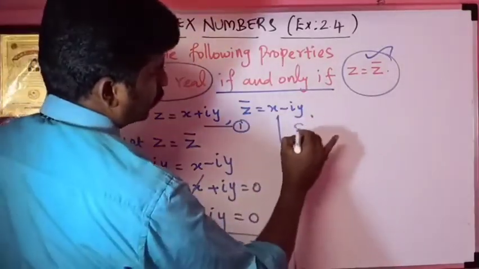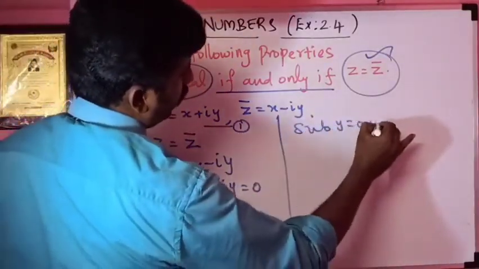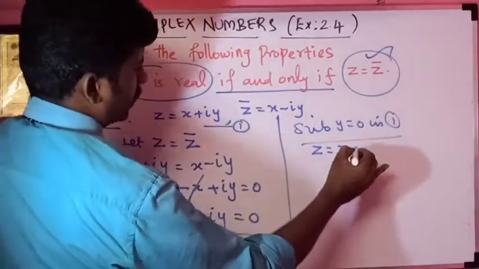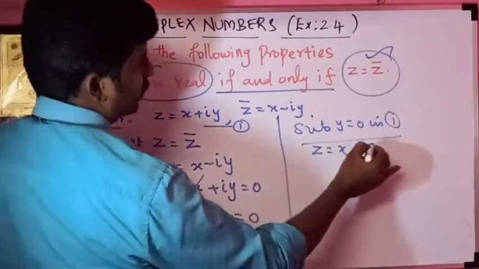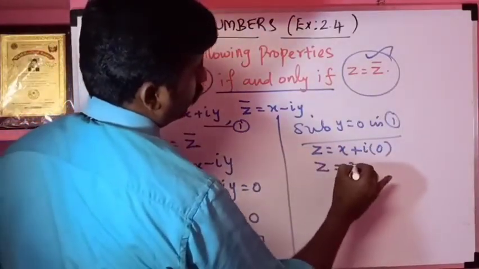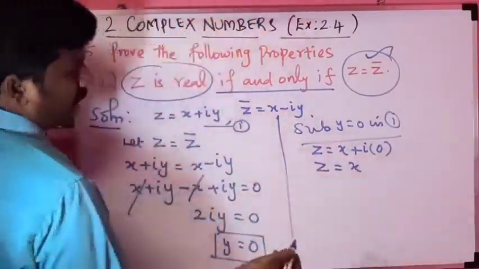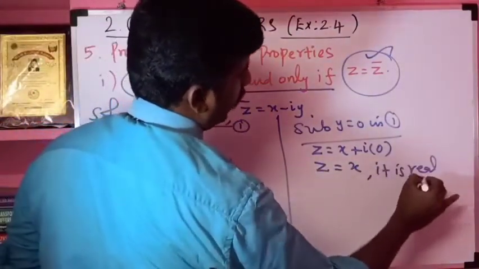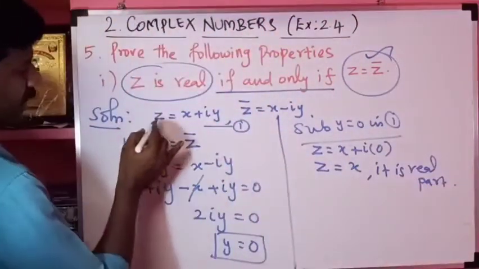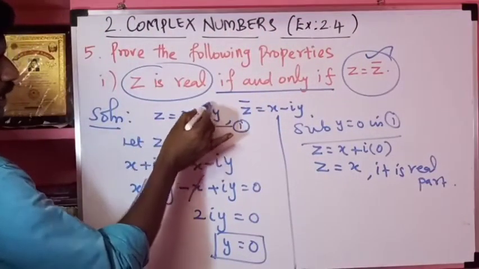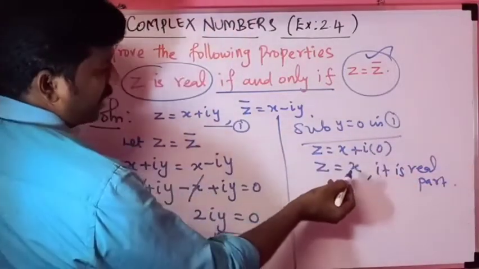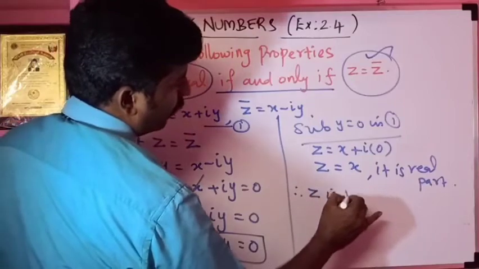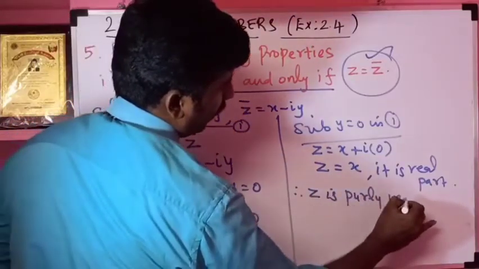Now substitute the y equal to 0 in equation 1, right? So z is equal to x plus i into the y value என்ன 0 இல்லையா? So z equal to x. 0 times i அது போட தேவையில்லை. அப்ப z equal to x. It is real part. எதோட real part? இந்த ஈக்குவேஷன் 1 ஓட x plus iy ல y part போயிடுச்சு. எது இருக்கு? real மட்டும் தான் இருக்கு. Therefore z is purely real.